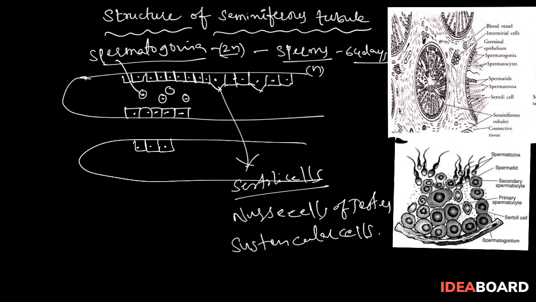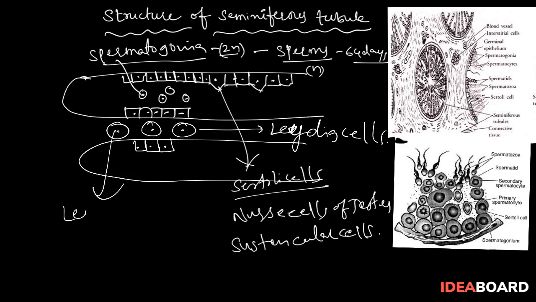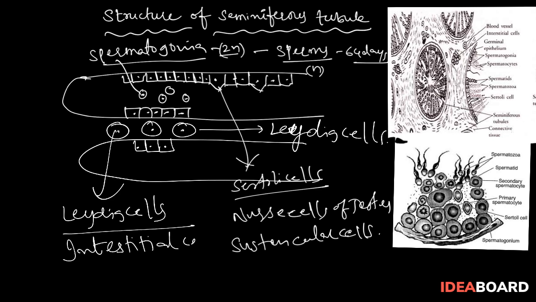Moreover, we have already discussed that in every testicular lobule, approximately 1 to 3 seminiferous tubules are present. In between the seminiferous tubules in the testicular lobules, there are large-shaped cells. These cells are called Leydig cells. Leydig cells are also called interstitial cells, or the endocrine cells of the testis.